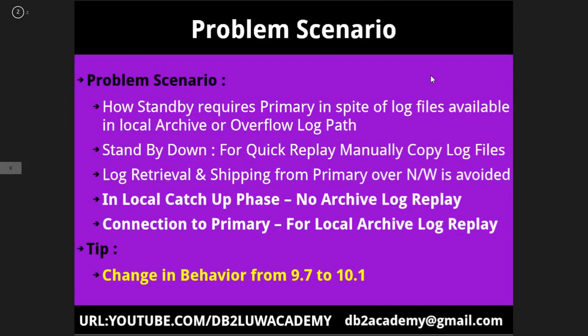This slide talks about the problem scenario and the tip. The problem scenario is we want to demonstrate how the standby requires the primary to be active, that is, the standby should be connectable to the primary, even in spite of having the required log files in the local archive log path or even the overflow log path. So let's say you have a HADR primary and standby all running in place. Suddenly the standby goes down.